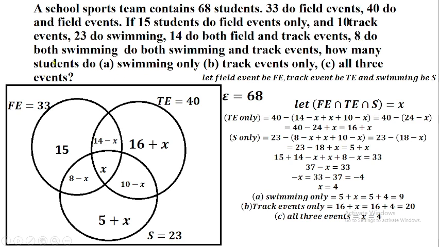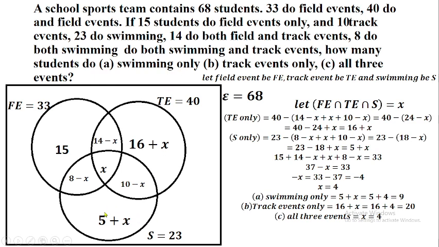Then 8 do both swimming, both swimming. So that's where the mistake comes in. This is 10 do both swimming and track event. Then 8 do both swimming and track event. So the question is mixed up somehow, probably when they were typing it. So then the question is how many do swimming only?